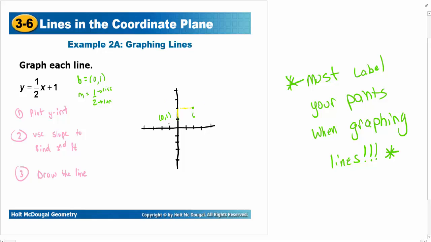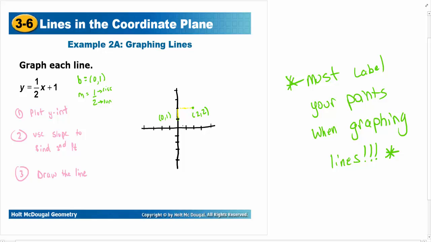Okay, so in this case I'm going to label the point 0, 1, and that other point looks like it's at 2, 2. A common mistake people make is they say, oh well, rise is your y values and run is your x values, so that's at 2, 1. No, this is not a point. These are like directions to your next point. The directions don't equal your point, so don't do that.